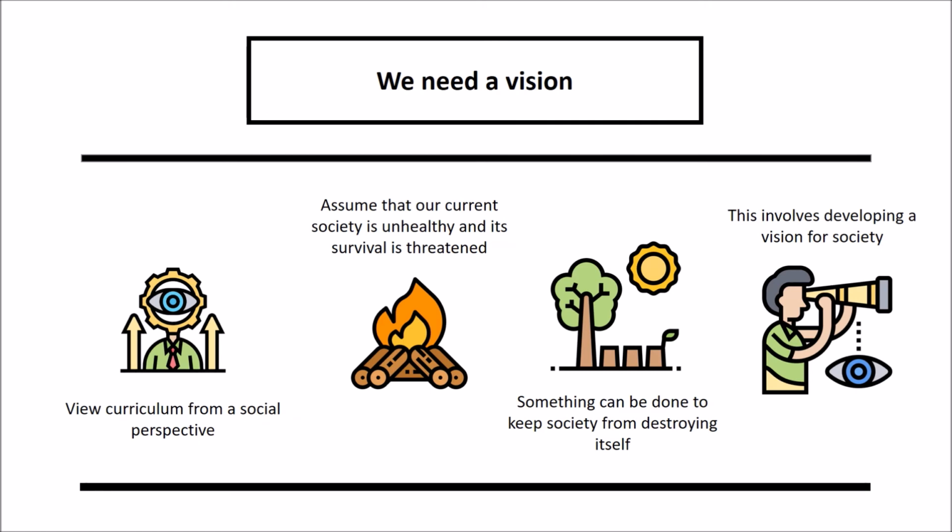So the curriculum is viewed from a social perspective. We assume that the current society is unhealthy and its survival is threatened, and that something can be done to keep society from destroying itself. So what knowledge within your curriculum will help serve that goal? This involves developing a vision for society, a vision that actually things can improve and can get better.